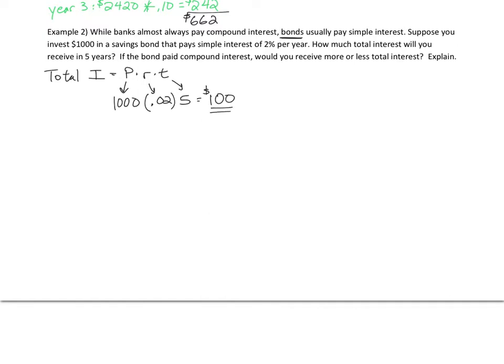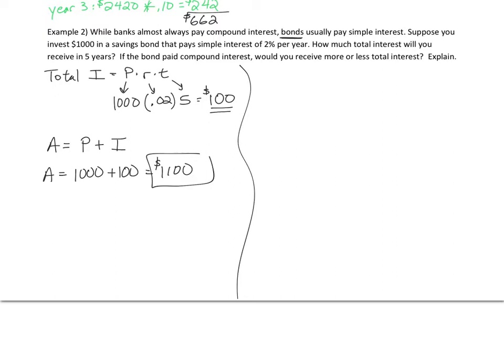$100 in interest. How much money did you start with? Remember, your accumulated amount will be P plus the total interest. So the accumulated amount is 1,000 plus 100, which is $1,100. Okay. Let's check to see what you would get if you were going to get the interest as compound instead of simple.